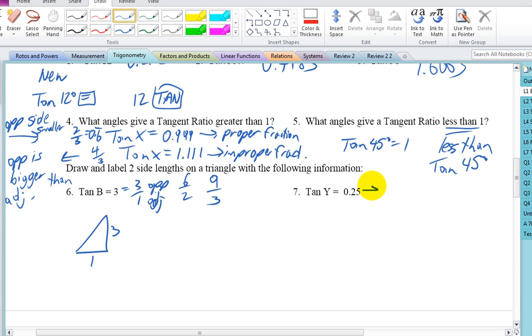Now, as a decimal, 0.25 will be 25 over 100, which is 1/4. So for this one, we would have a triangle looking like this, 1 and 4, and this here would be angle y. So you turn your fraction to a decimal. All I'd be looking to see is that the opposite side is 1 and the adjacent side is a lot longer, it's 4. Okay, so remember when talking about the ratio, it's also a fraction of sides as well as a decimal. It can be either.